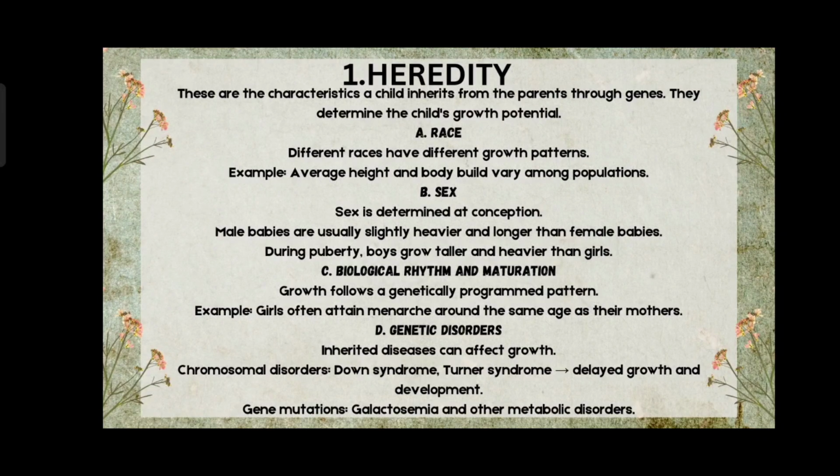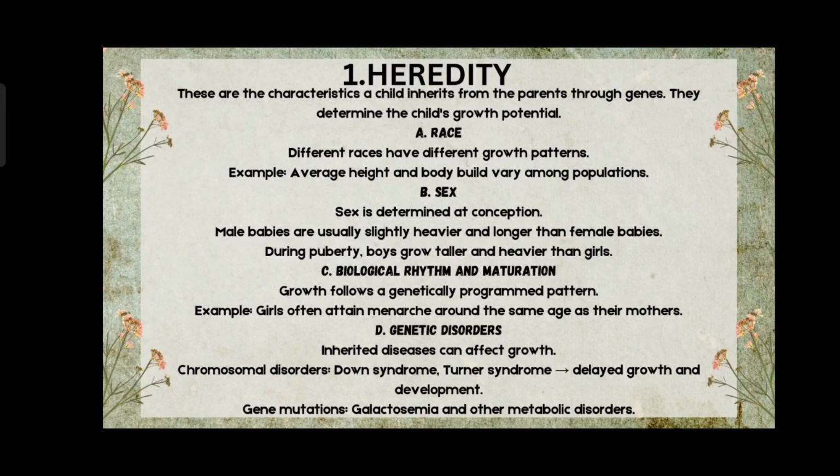Then sex. Sex is determined at conception itself. Male babies are usually slightly heavier and longer than female babies. During puberty, boys grow taller and heavier than girls. Then biological rhythm and maturation, which means growth follows a genetically programmed pattern. For example, girls attain menarche around the same age as their mothers. Then genetic disorders. Inherited diseases can affect growth and development.